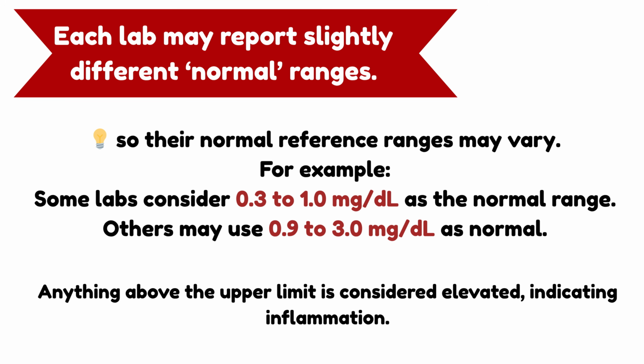Let's now talk about the normal range for CRP, which can slightly vary depending on the lab's testing method. For example, some labs consider 0.3 to 1.0 milligram per deciliter as normal, while others 0.9 to 3.0 milligram per deciliter. So if your CRP level is above the upper limit of the lab reference range, it usually means there is some inflammation in the body.